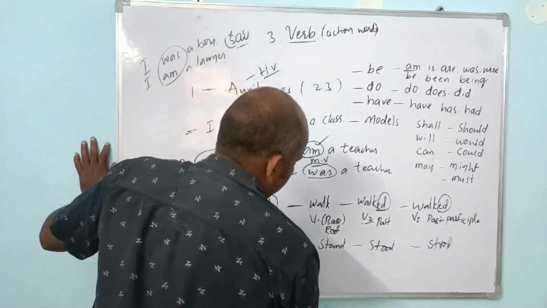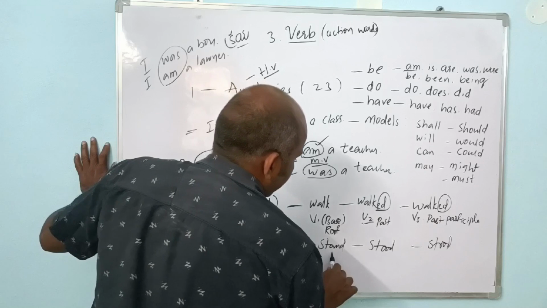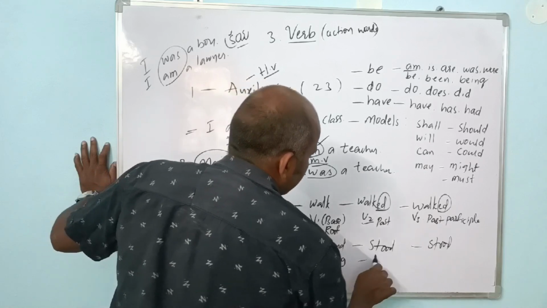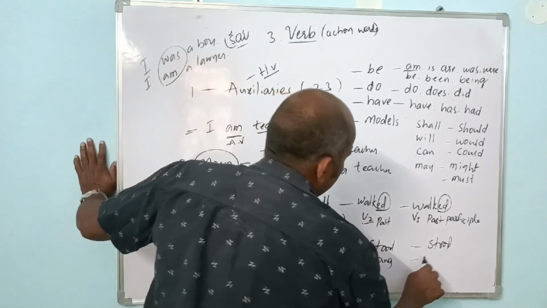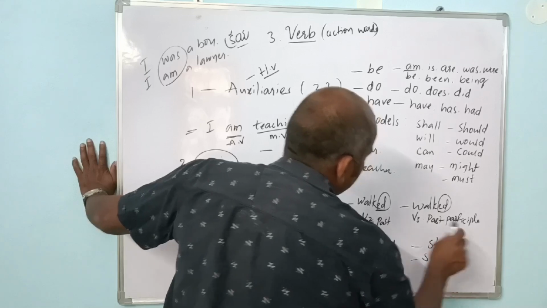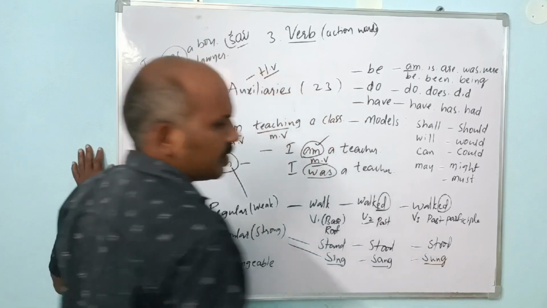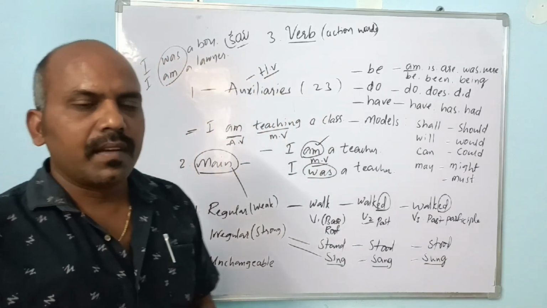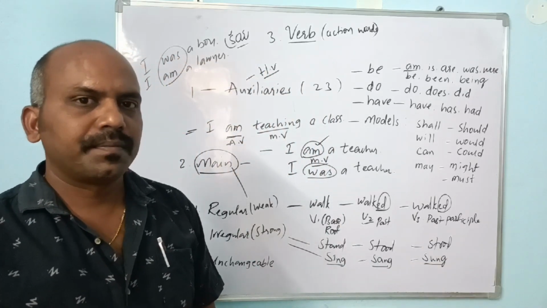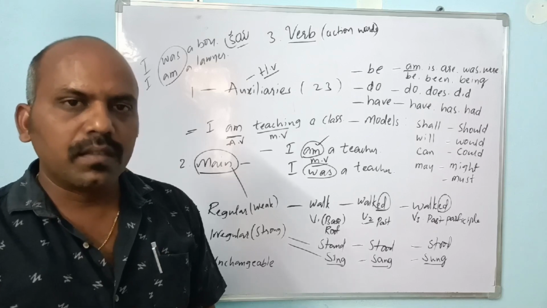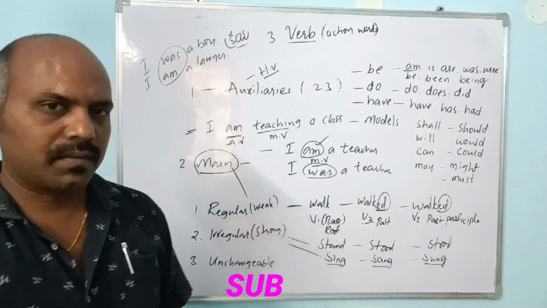And also just take one more. Sing, sang, and sung. Let's see: S-I-N-G, S-A-N-G, S-U-N-G. All three are different and not at all regular. So they are called irregular and also called strong.